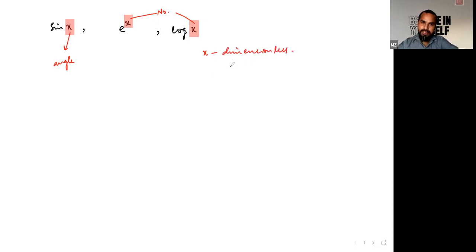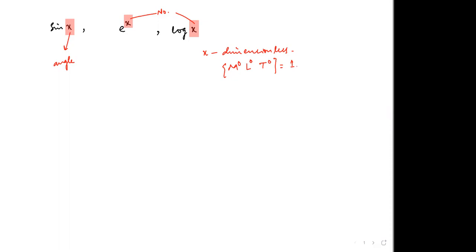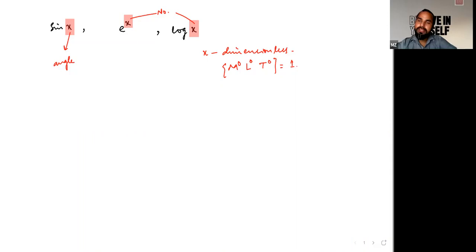And for dimensionless, it would be M raised to the power 0, L raised to the power 0, and T raised to the power 0. And as we know, any expression raised to the power 0 is nothing but 1. Is it clear? So for any quantity which is dimensionless, just equate it to 1.